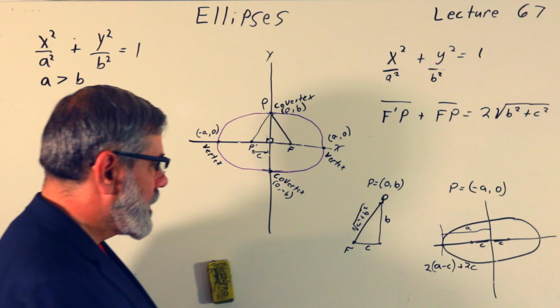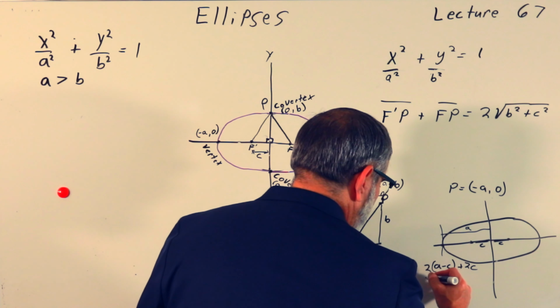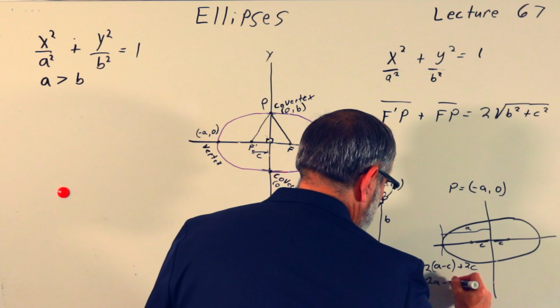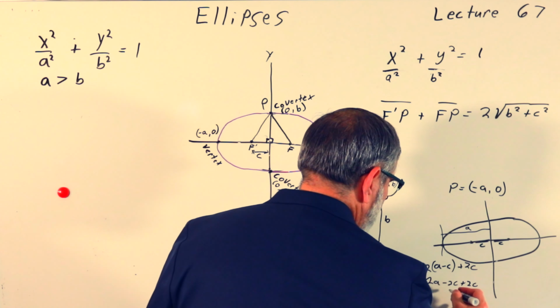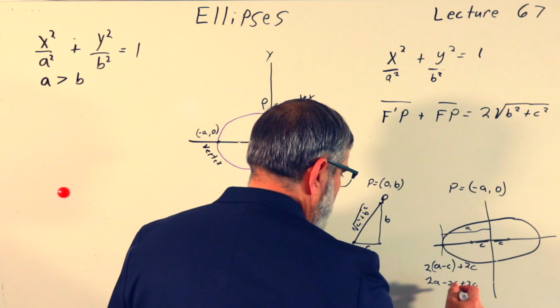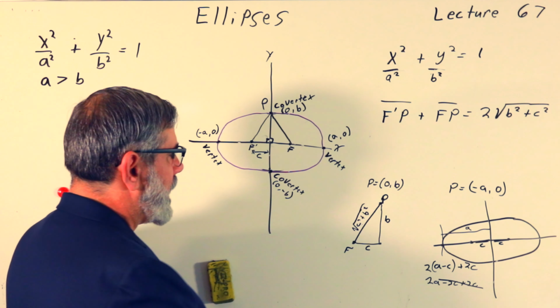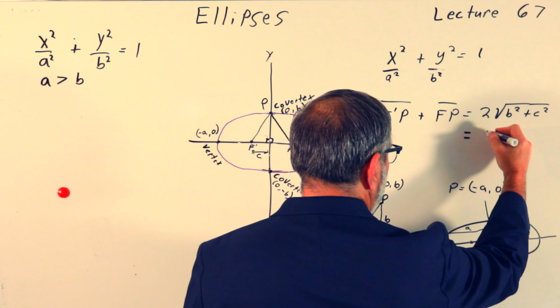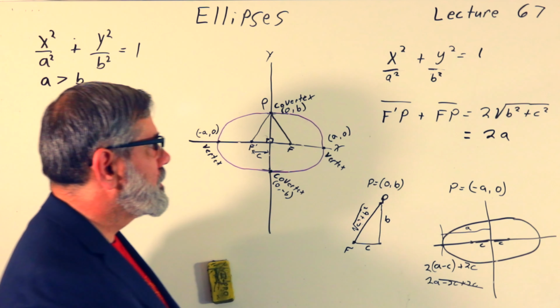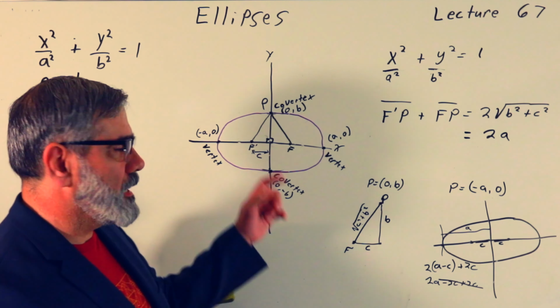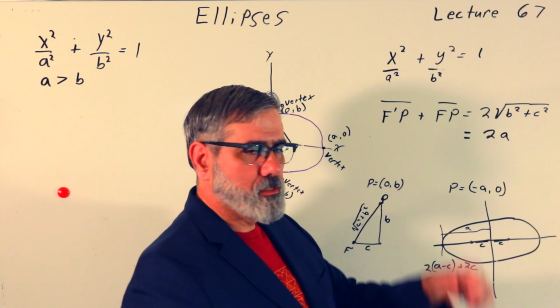So if I add these up, I have 2A minus 2C plus 2C. The plus 2C and minus 2C cancel, and so I'm just left with 2A. All right. So I can now determine what C is in terms of A and B, these constants of the ellipse.